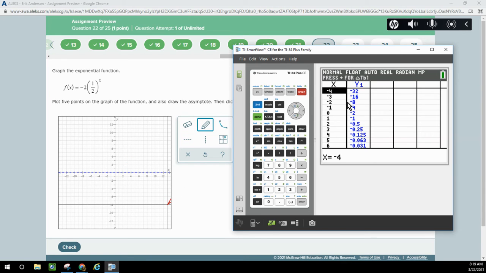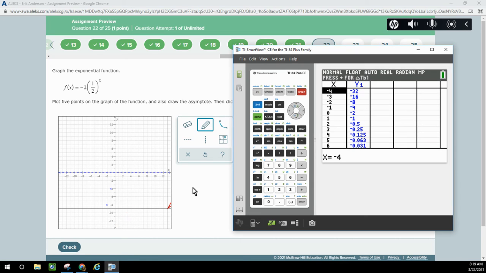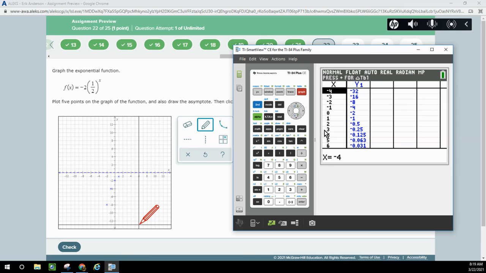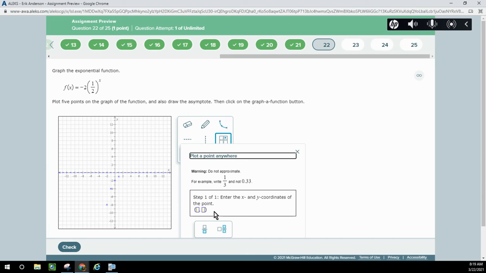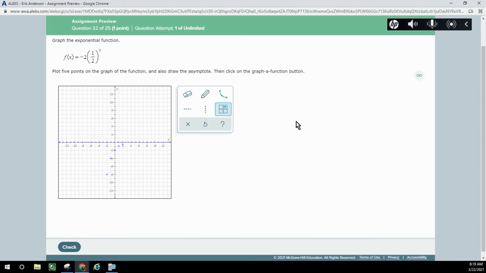As we look at the table, we could do -2, -8, -1, -4, 0, -2, 1, -1, and 2, -1/2. I'm going to use the plot of point anywhere function for that one. 2, -0.5. Now we've got all 5 points. Click the graph of function button. Goes towards its asymptote. All done.